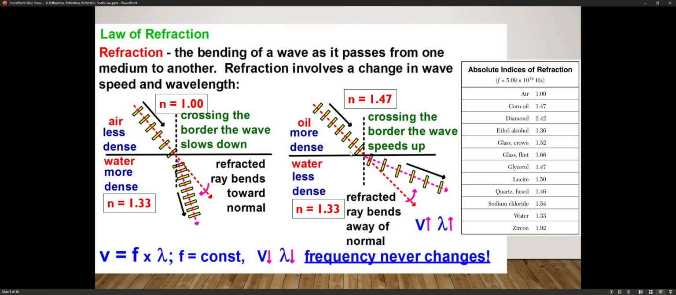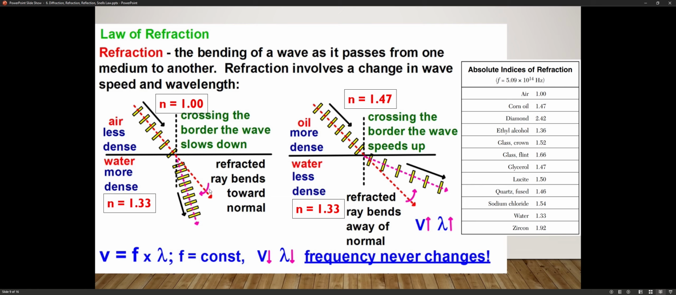If the speed of the wave speeds up as this light wave goes into this water now, it's going to speed up and it's going to bend away. And the wavelength of each light wave is going to increase as well. Right? So you can see this arrow rather.